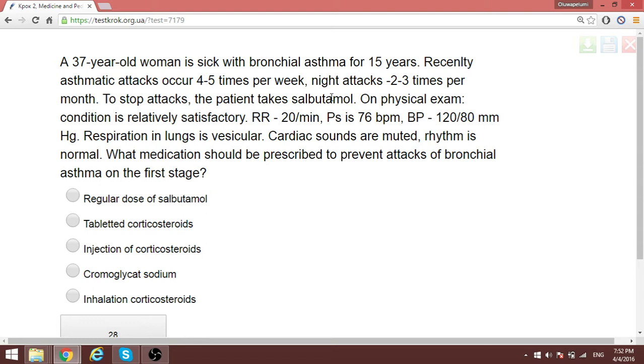Okay, you can see that this is a patient who, based on the symptoms, is having severe asthma. What medication should be prescribed to prevent attacks of bronchial asthma? So this is about prevention. You want to use something like a pathogenetic treatment over a long period. So you use a drug in this case that can stabilize mast cells. So that is cromolyn sodium.